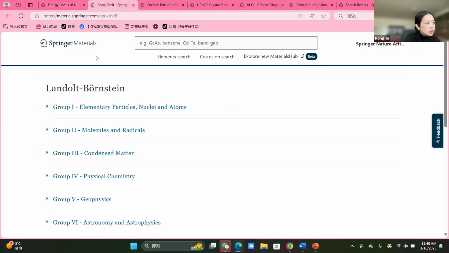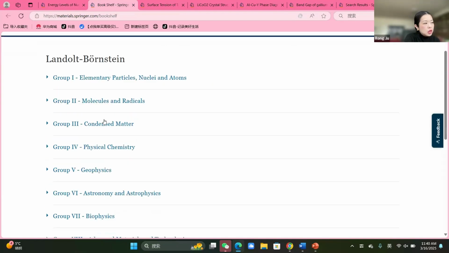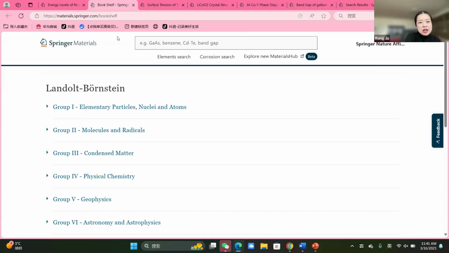Okay, so this is about the bookshelf. So I do encourage you, when you have time, to quickly flip through it, locate which chapters or which book volumes are relevant to your own research, and take a quick look. And next time, if you need any data for your research, you know that Landolt-Börnstein books have the data you need.